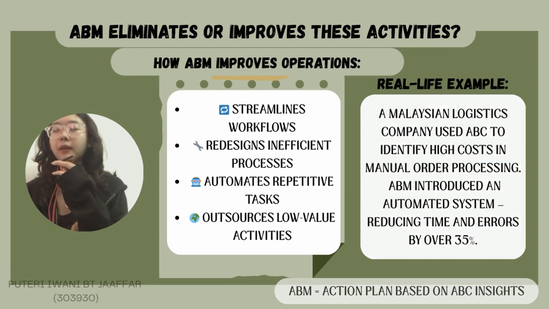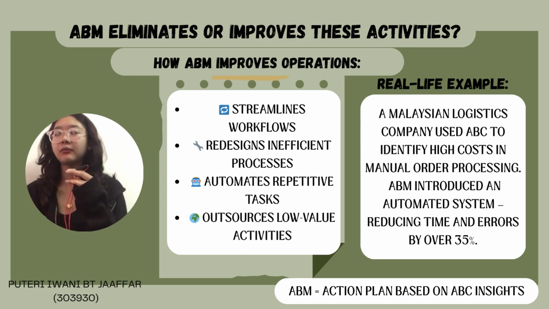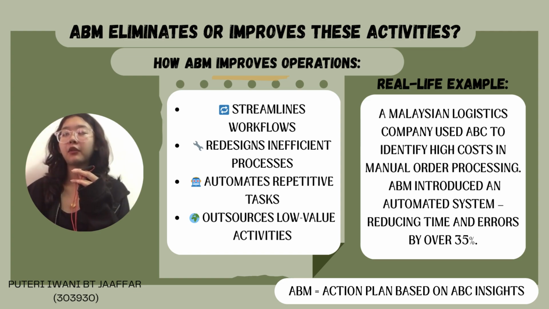Next up, I'm going to talk about how ABM eliminates or improves these activities. ABM, which stands for Activity Based Management, uses the cost and efficiency data from ABC to make smart business decisions. This is where ABC shows what's wrong and ABM decides what to do about it. The first part is how ABM can improve operations.